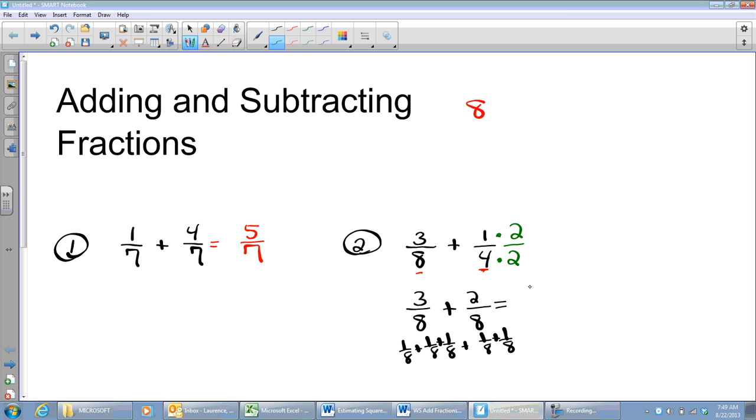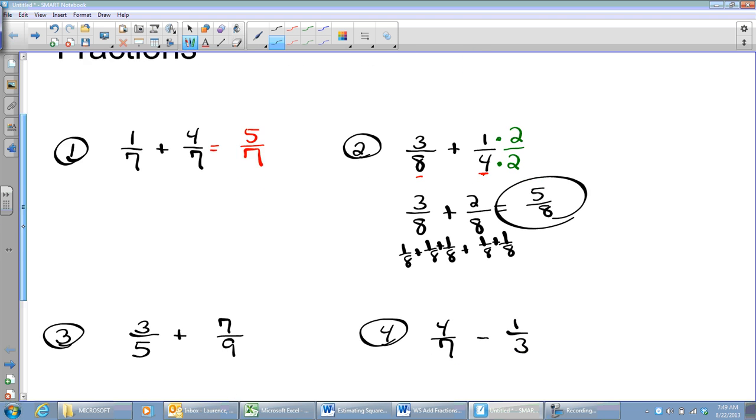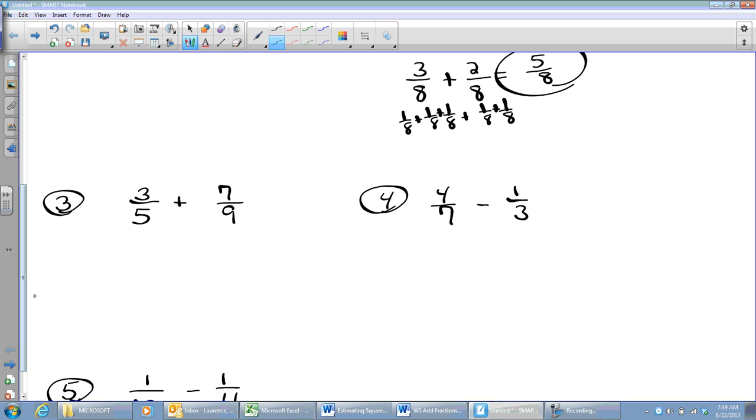Well, I must have 5/8. See, fractions are really simple. The problem is we get bogged down in memorizing all these rules and we don't understand what we're talking about. Okay, let's try one that looks a little bit harder.